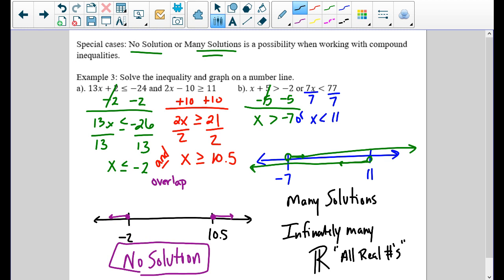Okay, so that concludes our day one notes for absolute value inequalities. We'll take a look at more inequalities and take a look at the absolute value part tomorrow.